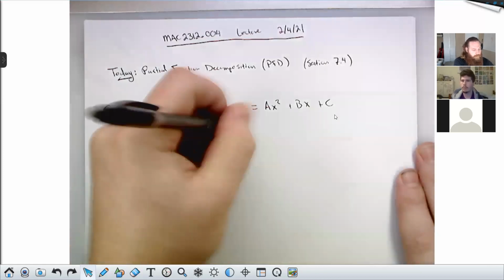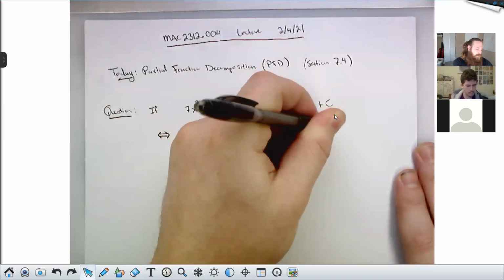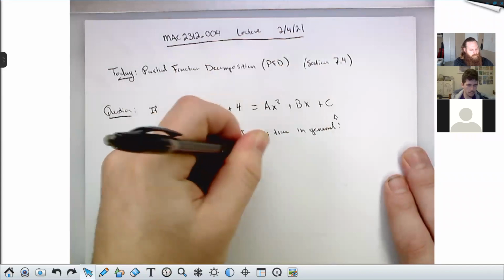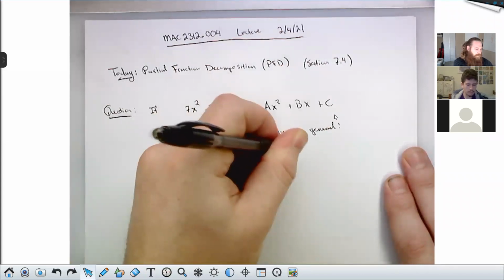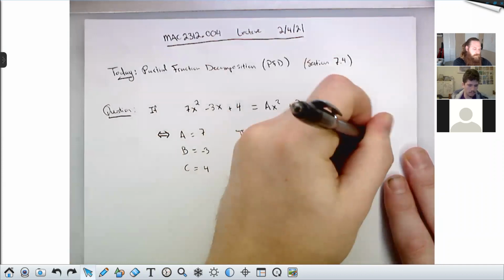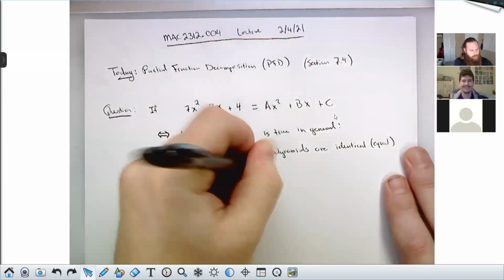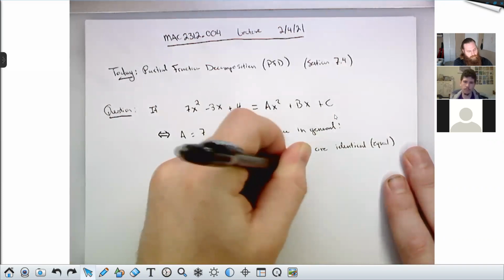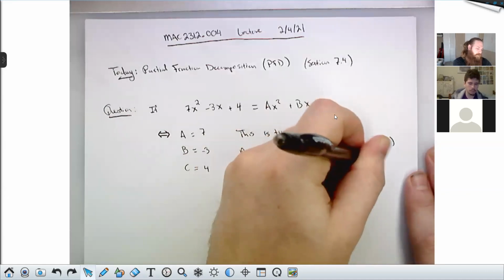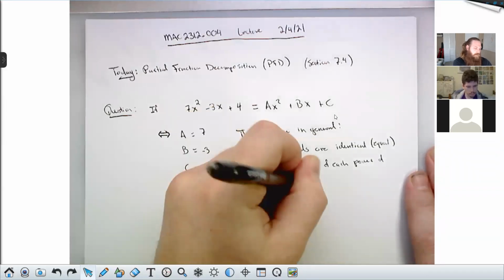In general, this is true: if two polynomials are equal, are identical, which means always equal or equal for all values of x, then the coefficients of each power of x must match on both sides.